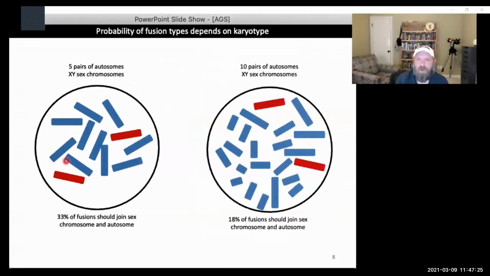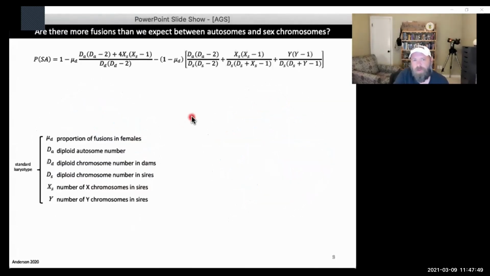But if we imagine a different genome, a genome with 10 pairs of autosomes and an XY sex chromosome system, well, then only 18% of the fusions should actually join sex chromosomes and autosomes. And so what we really need is a way to calculate this percent that we expect for any hypothetical karyotype, any sex chromosome system, and any number of autosomes that's present. And so that's what we set about doing. And this is an equation that allows us to do this.